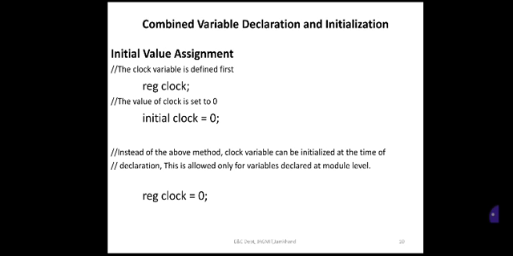So instead of using these two statements, the same can be done by this method. That is, instead of the above method, the clock variable can be initialized at the time of declaration itself. This is allowed only for variables declared at the module level. Instead of defining first and then initializing the value, you can do it in a combined way, that is reg clock equal to 0. During the defining itself, the initial value of the clock is also declared.